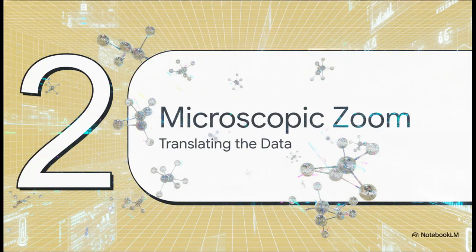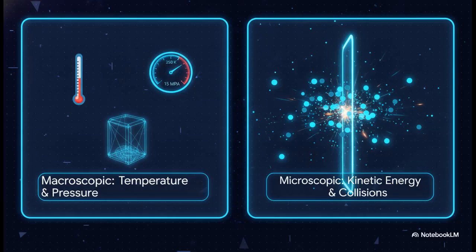Moving on to part two, zooming into the microscopic, translating the data. So, leaving the world of broad measurements behind, we're entering a realm of constant, frantic motion. The crucial point here is translating between these two worlds. What we actually feel is human-scale temperature. That's really just the average translational kinetic energy of these microscopic particles.